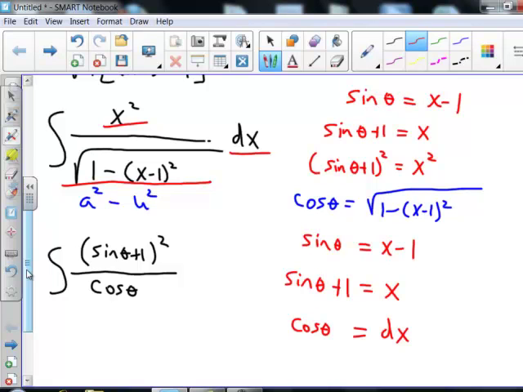So I get that dx is cosine theta. So I can replace dx with cosine theta d theta. So I have a cosine theta and I have a d theta right there. Alright, so I can replace dx with cosine theta d theta.